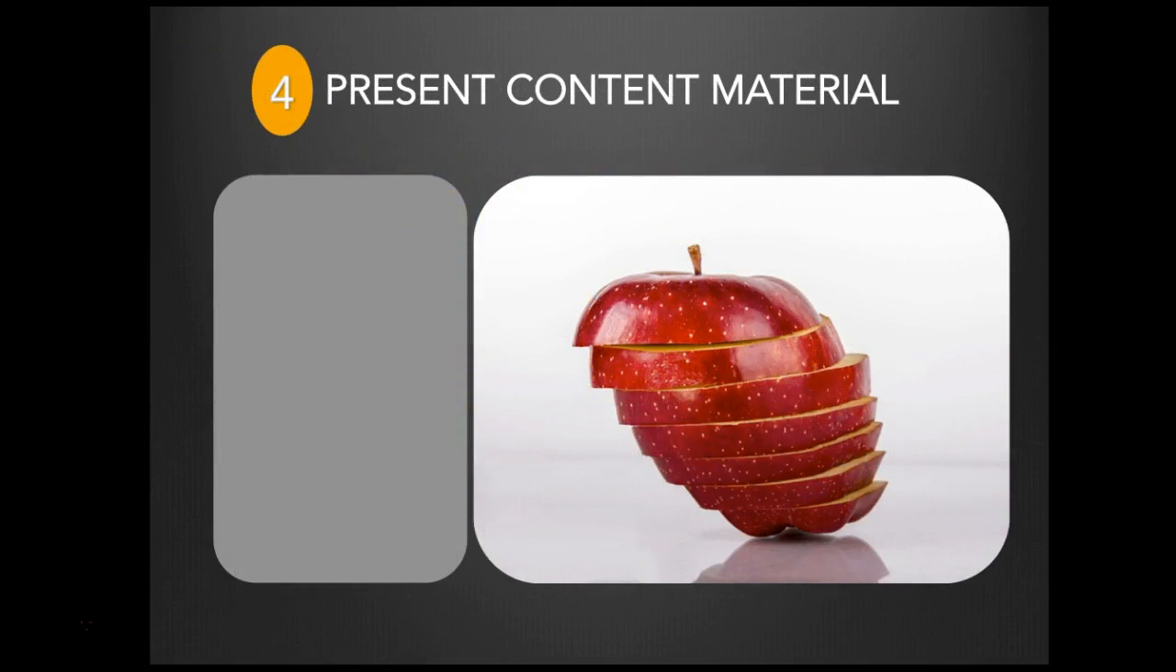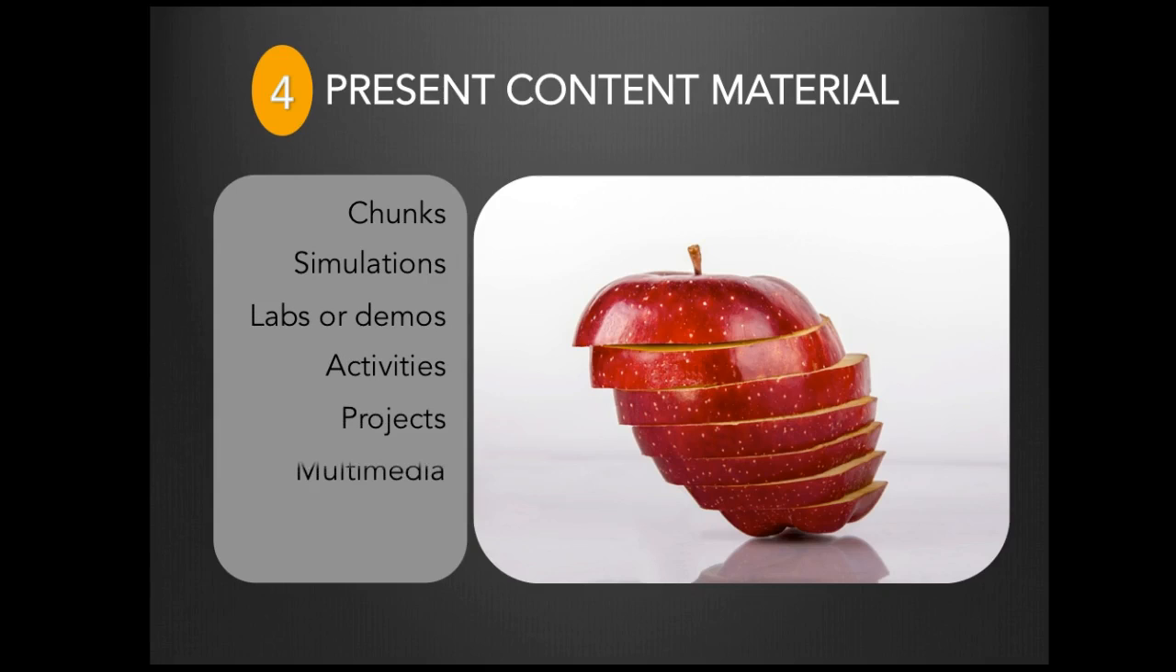In the fourth event, present content material, the mental process engaged is selective perception. The online lesson provides the content material to the learner in a way that will enhance learning. Some of the best ways to do this are by breaking material into small chunks, simulations, lab or demonstration, activities, projects, multimedia, and graphics. In my Compassionate Care online lesson, I plan on chunking the course content, including graphics and possibly multimedia depending on the length of the training.